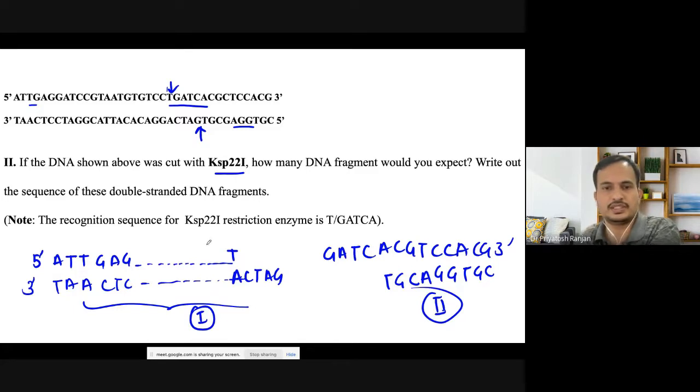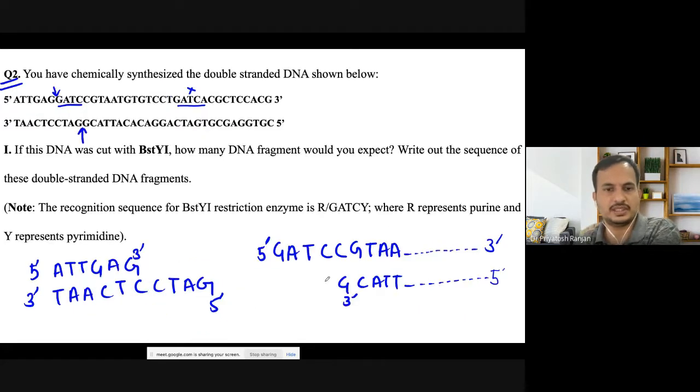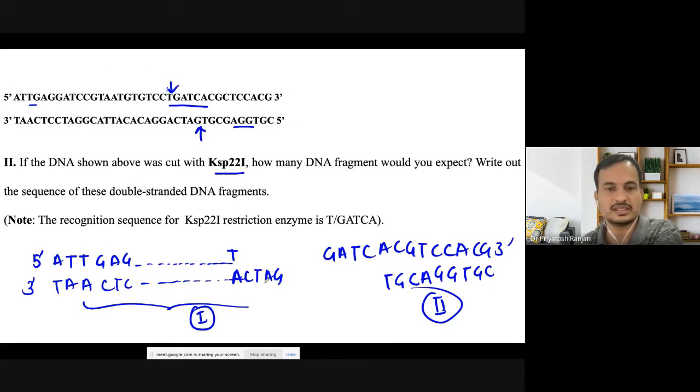Now you just need to see there is going to be a longer fragment where I have not mentioned the entire nucleotide sequence, and then there is a smaller fragment where I have mentioned each and every nucleotide. Again, this is also a protruding end. So 5 prime, 3 prime, 3 prime, 5 prime overhang. This enzyme is also generating a 5 prime overhang. Now, what is the next question?